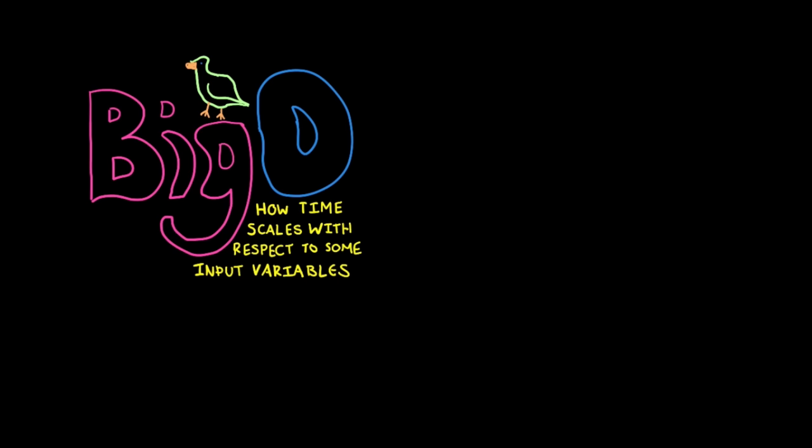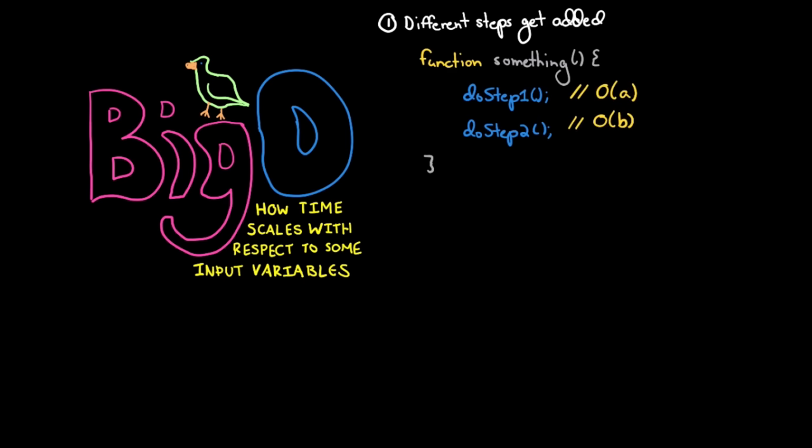The first one is, if you have two different steps in your algorithm, you add up those steps. So if you have a first step that takes O of A time and a second step that takes O of B, you would add up those runtimes and you get O of A plus B. For example, if you have an algorithm that first walks through one array and then walks through another array, it's going to be the amount of time it takes to walk through each of them. So you'll add up their runtimes.